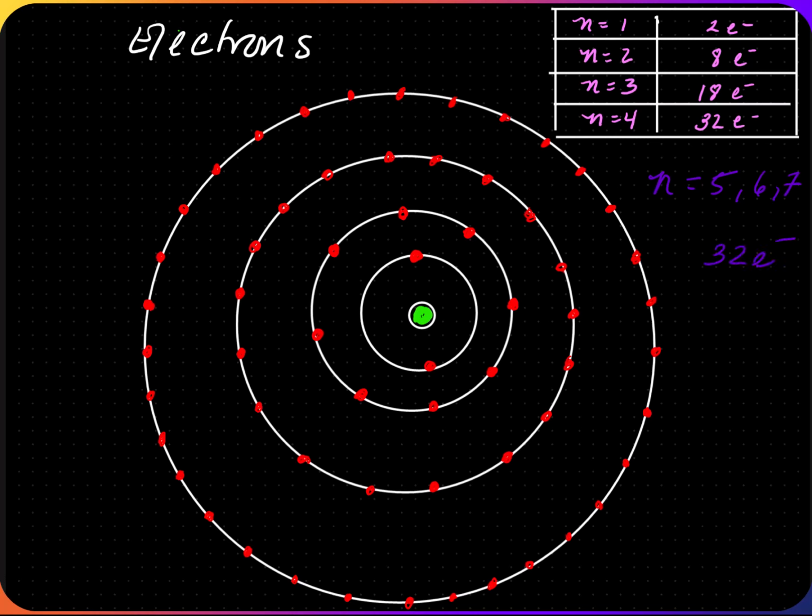But as we discover more atoms, these numbers will change. Right now, this is the Bohr model. In the next video, I will show you how exactly they fill in based on quantum numbers.